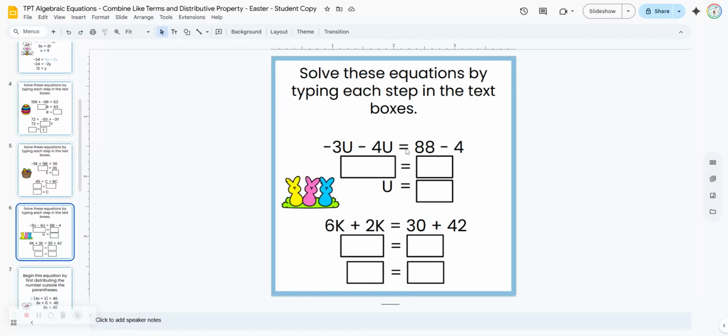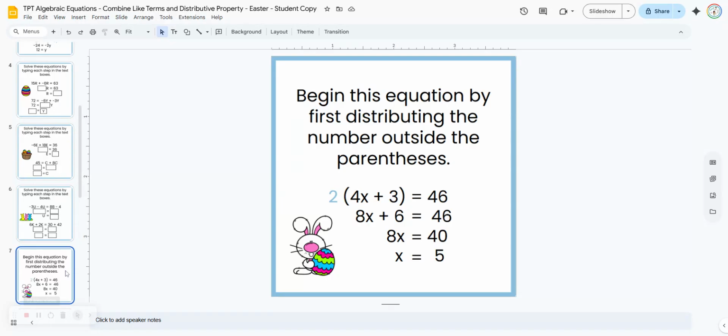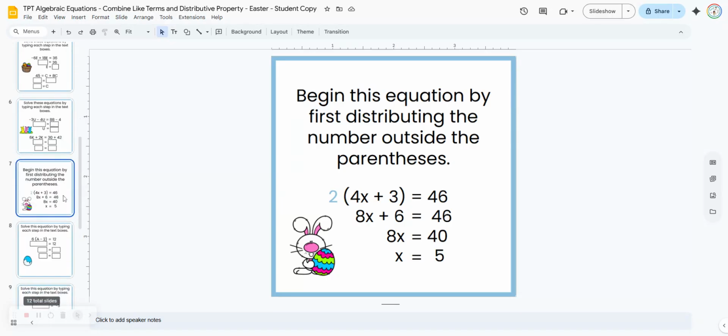And then it gets a little bit more difficult on slide 6. You've got combining like terms on both sides of the equal sign, but the like terms are on the same side. And then we're going to go into distributive property. So here we're going to distribute the 2, and then we've got a two-step equation to solve.